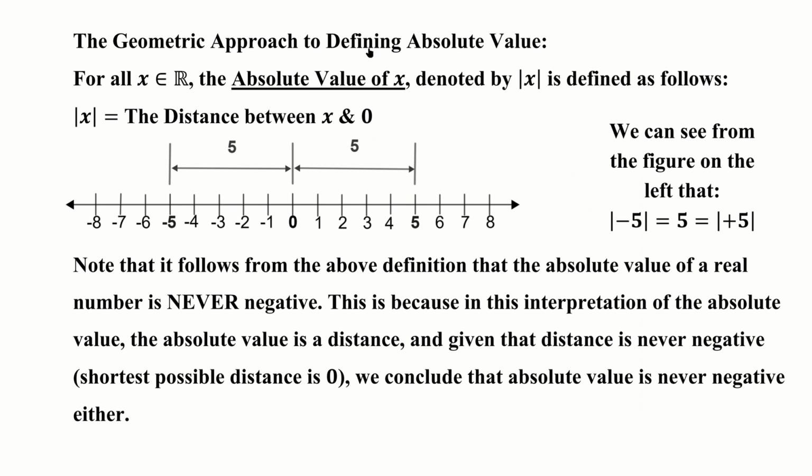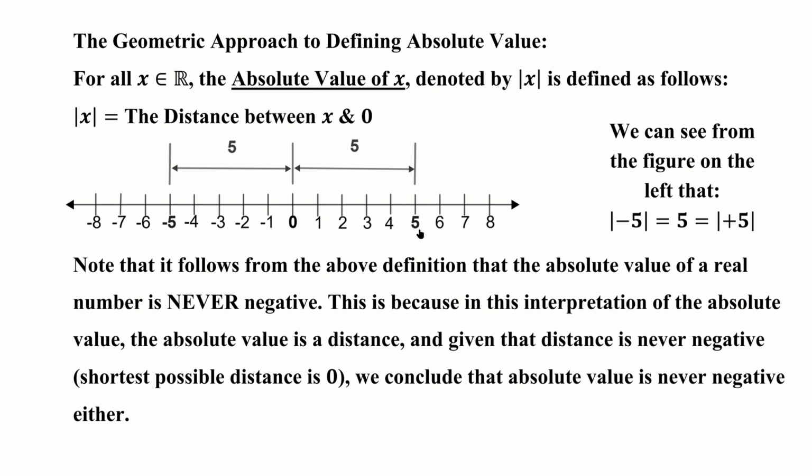Now, the geometric approach to defining absolute value is much more intuitive because it says for all real numbers x, the absolute value of x, denoted by the same notation with bars around it, is defined as follows. The absolute value of x is the distance between x and 0. So this takes care of the problem of absolute value very, very quickly and efficiently, because if you look at negative 5, for example, what is its distance from 0? Well, it's 1, 2, 3, 4, 5 units. That's why the absolute value of negative 5 is 5.